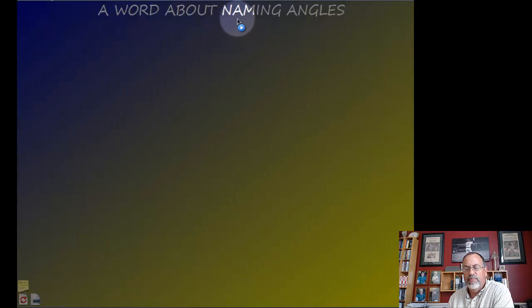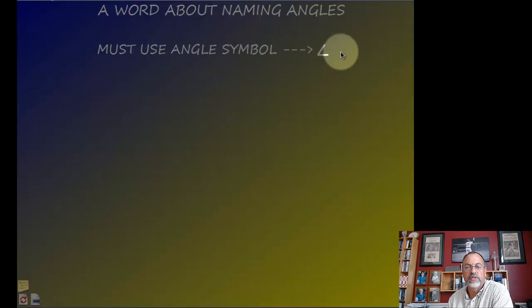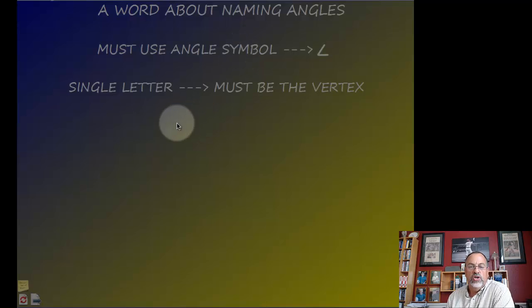So a few very important things to remember about naming angles. First of all, you always have to use the angle symbol when you're talking about an angle. Just like we always need to use a line symbol when we're talking about a line, or a segment symbol with segment, ray symbol with rays. Okay, because it creates confusion if you don't. I'll show you what I mean in just a moment. So you can use a single letter to name the angle. However, if you're going to use the single letter, you must use the vertex letter. You can't use any letter you want. The single letter that you use has to be the vertex.